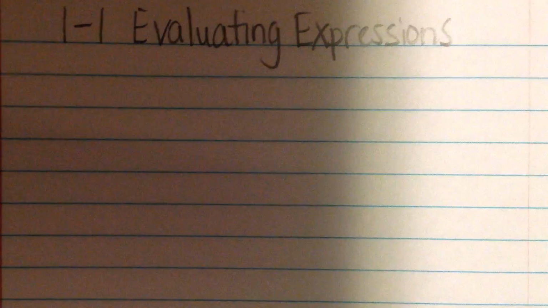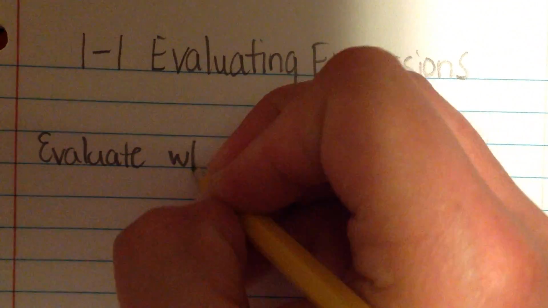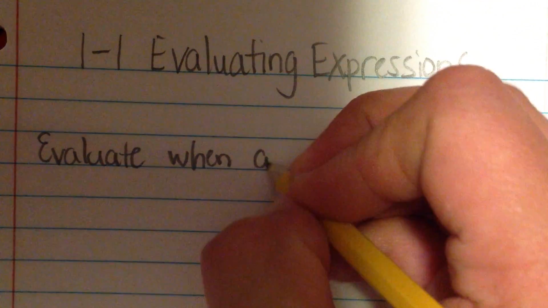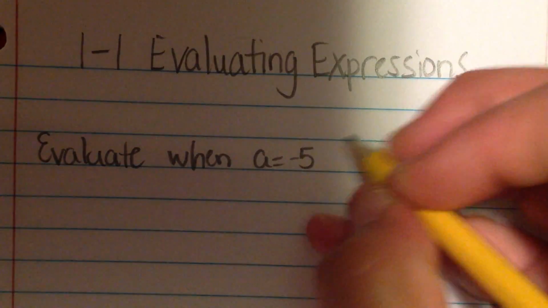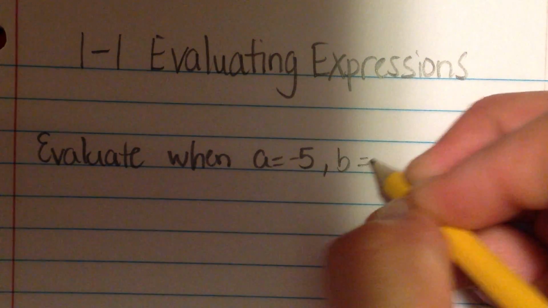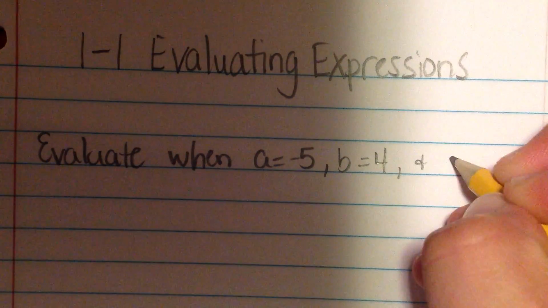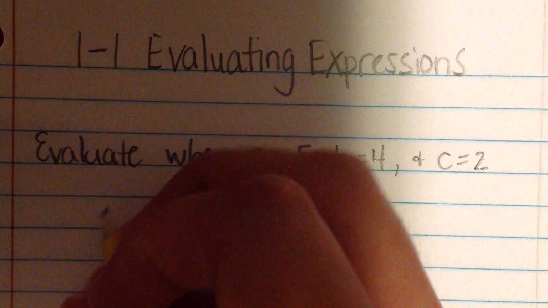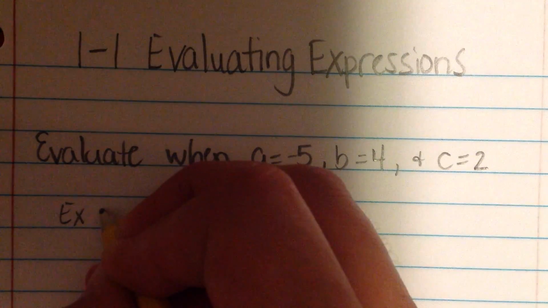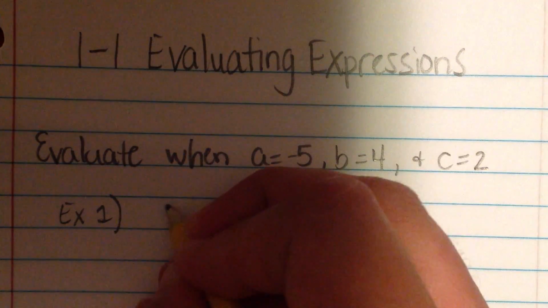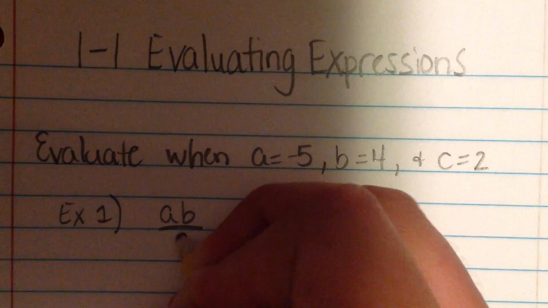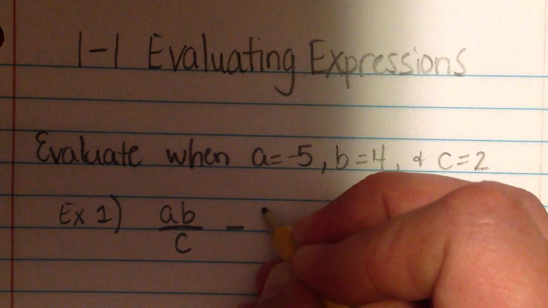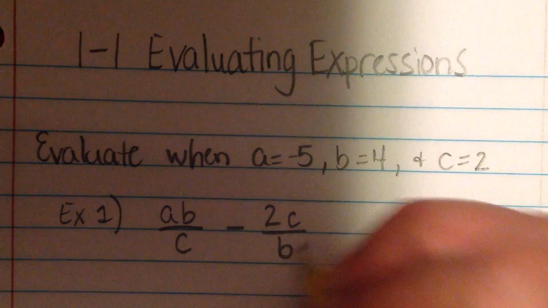So in the first example, let's evaluate when a equals -5, b equals 4, and c equals 2. So that's going to be our first example. So the first one we want to do is ab over c minus 2c over b.